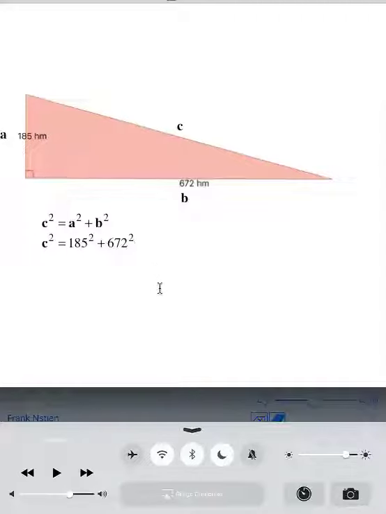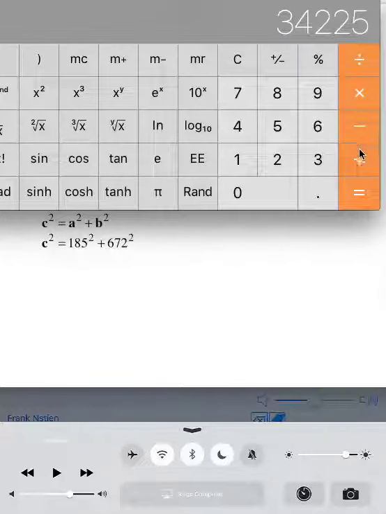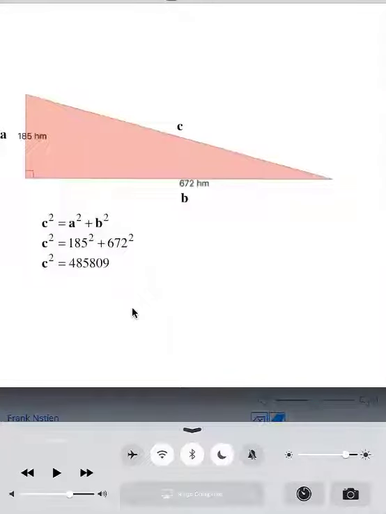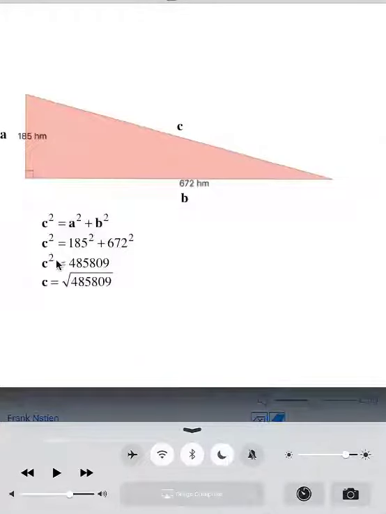Then I'm going to take my handy dandy calculator and do some handy dandy calculating. So 185 squared plus 672 squared is equal to 485,809. And then, all right, let's take the square root of that. So c squared is equal to 485,809.